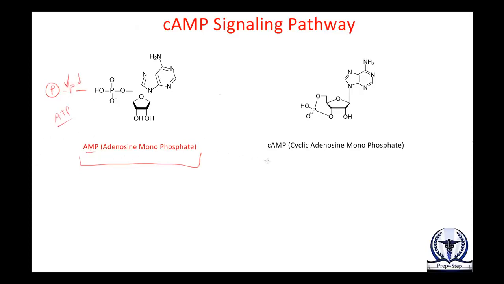But what is cyclic AMP? The only difference between AMP and cyclic AMP is this ring right here, okay? There is a ring over here that you don't see on that side, right? So this ring makes the difference, and there's an enzyme that actually does this, and that enzyme is called adenyl cyclase, which we'll discuss in a bit.